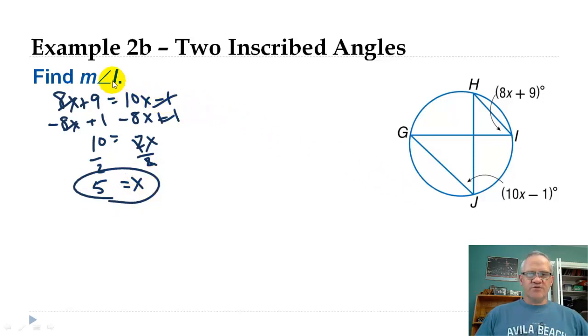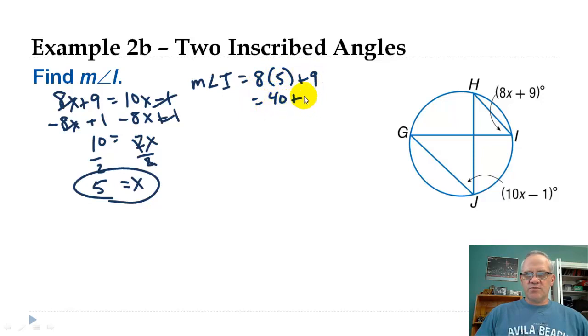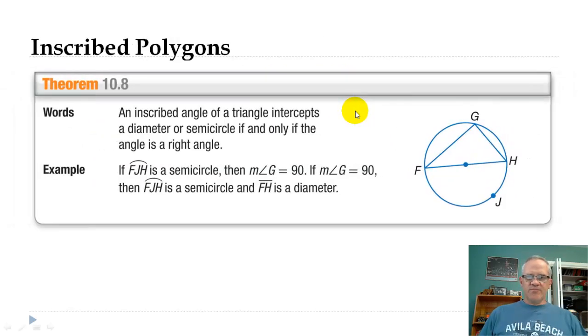But again, we're trying to find the measure of angle I, so let's just plug that in there. The measure of angle I would equal 8 times 5 plus 9. 8 times 5 is 40, plus 9 is 49. And if we want to check ourselves, the other angle should be exactly the same. So 5, put it in here. 10 times 5 is 50, minus 1 is 49. Excellent.